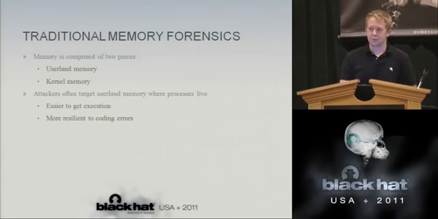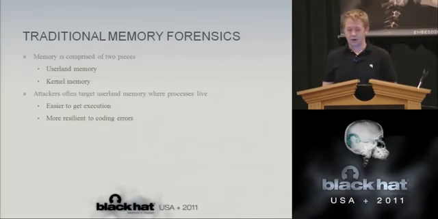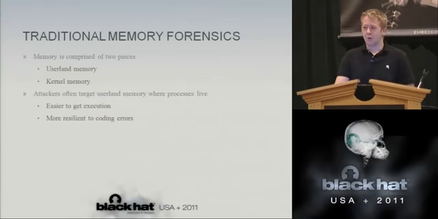Memory is comprised of two pieces, userland and kernel memory. This talk is going to focus on userland memory because most of the attacks out there are in userland memory, mainly because it's easier to get execution and it's more resilient to coding errors. Basically, if you have a problem in your code running in the kernel, it's going to completely crash the system. So userland is usually where attackers go.